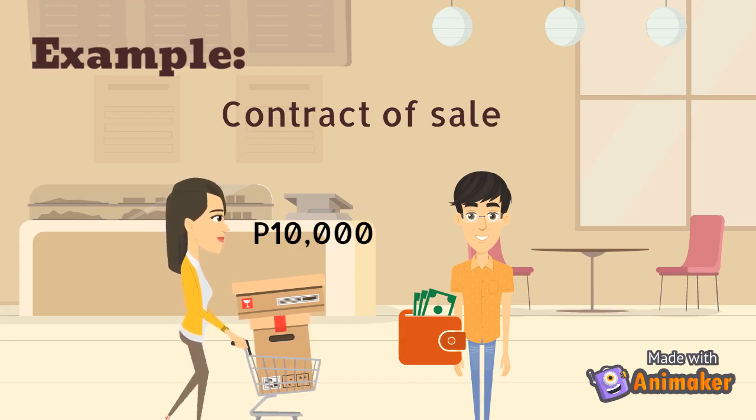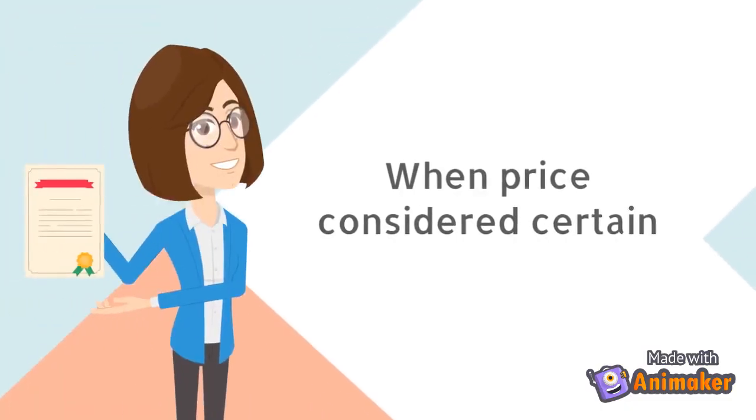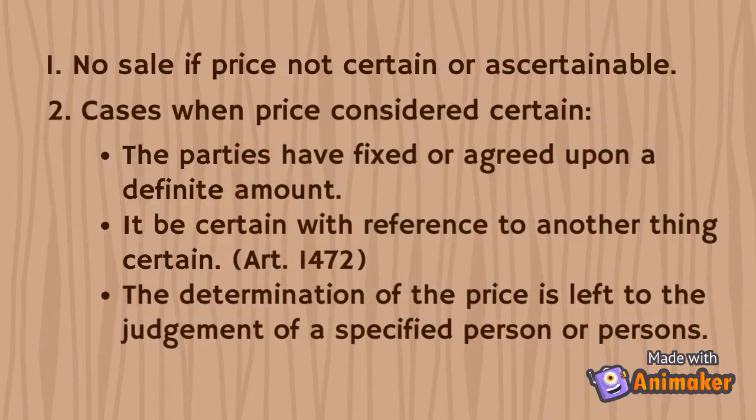Article 1469. No sale if price not certain and ascertainable. And there are cases when the price is considered certain: when the parties have fixed or agreed upon a definite amount, or if it is certain with reference to another thing certain, or the determination of the price is left to the judgment of a specified person or persons. It must be understood that the last two cases are applicable only when no specific amount is stipulated by the parties.